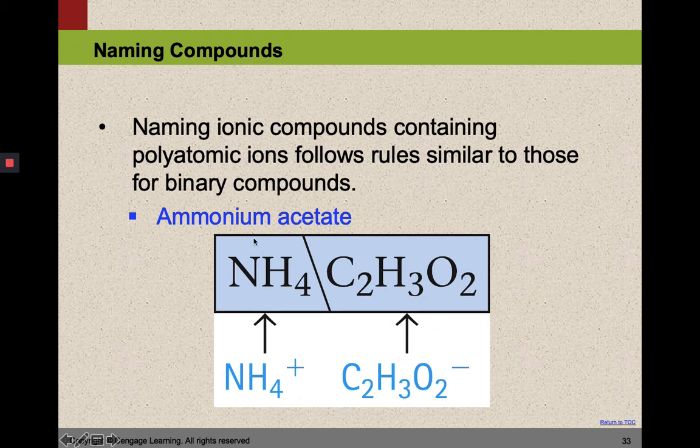For example, here is ammonium acetate. NH4+ is our ammonium ion, while C2H3O2 is our acetate ion. You might have noticed that when you crisscross and disregard the sign, you end up with the formula NH4C2H3O2. We just name them according to how they are named as polyatomic ions. So this is ammonium acetate.